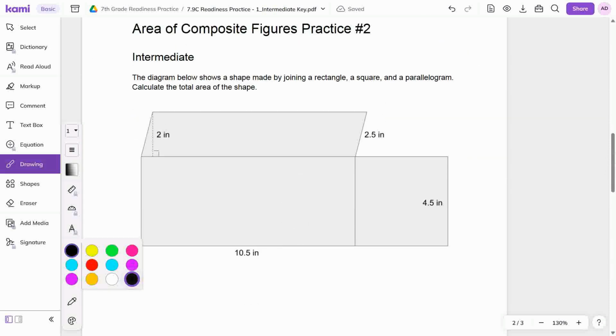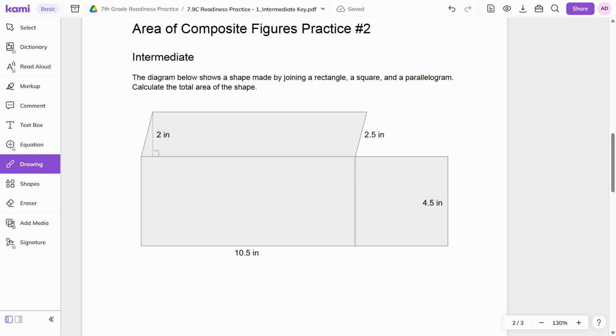All right, for number 2, we have a shape, and it is a square, a rectangle, and a parallelogram all put together. Now we do need to add all of these shapes. We can use the additive property of area, which means if we find the area of each of these individual shapes, since they are adjacent to each other, there's no overlapping areas, we can just add all three. We can find the total area of the shape, which is what we're looking for.